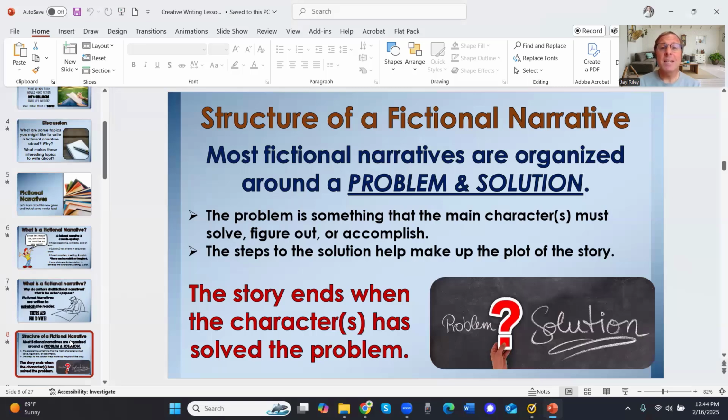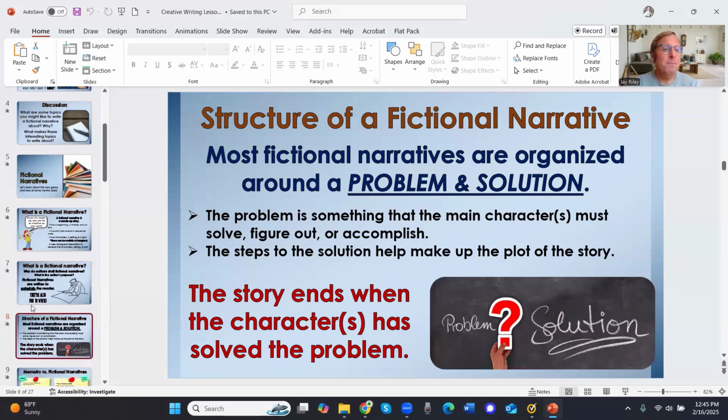And the story ends, hopefully, when the problem's solved. Not always. Usually it's when there's a resolution. And a resolution does not always have to be a solution. It's just how the problem comes to an end. It may simply be that the problem can't be solved.